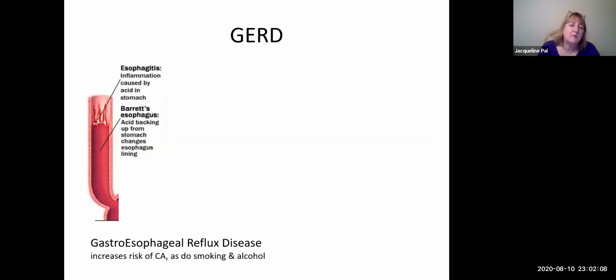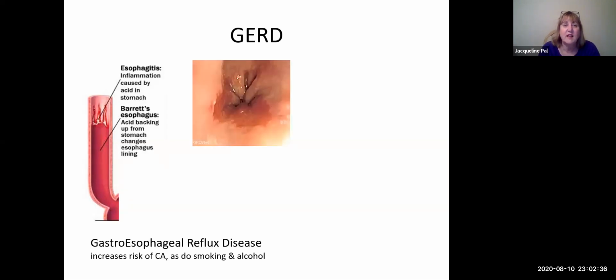Now I'd like to talk about something called GERD, which stands for gastroesophageal reflux disease. If you've ever heard people talk about having heartburn or reflux, this is what they're talking about. Those gastric contents are very acidic, with a pH of 2, which is more acidic than lemon juice, and they go up into the esophagus and essentially burn the mucosa in the esophagus. I've got some pictures to show you.